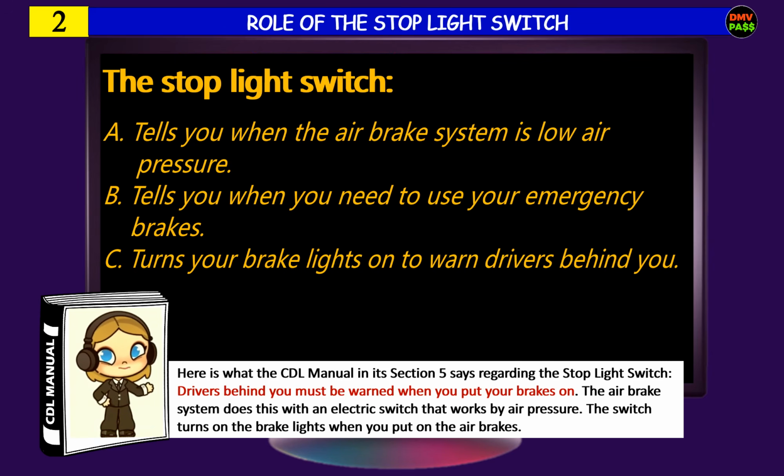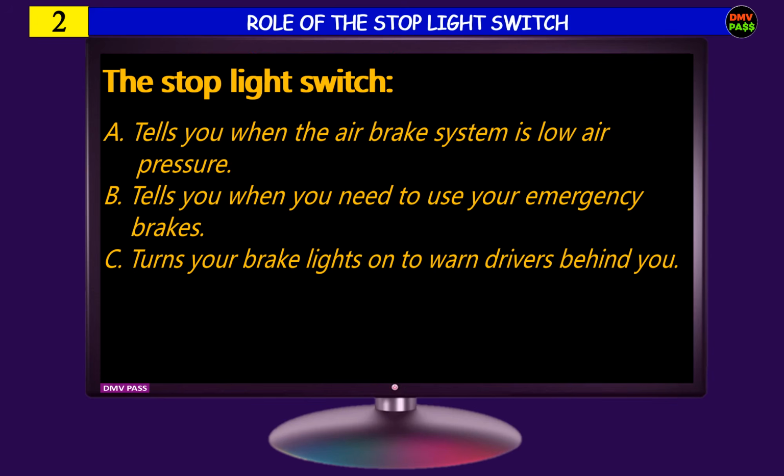Note: here's what the CDL manual in its Section 5 says regarding the stop light switch. Drivers behind you must be warned when you put your brakes on. The air brake system does this with an electric switch that works by air pressure. The switch turns on the brake lights when you put on the air brakes. So, the correct answer is C. Turns your brake lights on to warn drivers behind you.